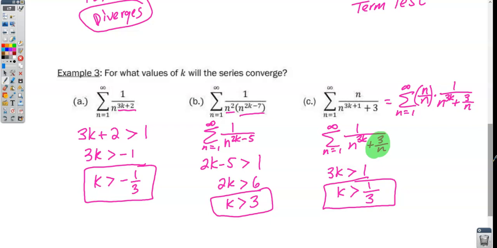Join us next time for section 10.6, which I'm forgetting what section 10.6 is off the top of my head right now. So it'll be a surprise when you join me next time.